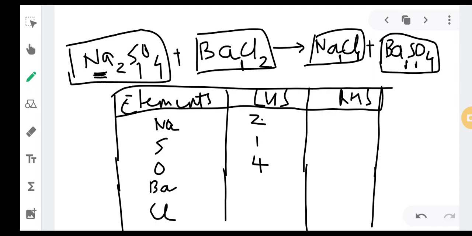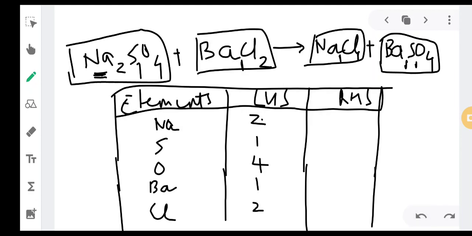For barium, how many barium atoms are there? There is only 1 barium atom. Nothing is written, it means there is 1 atom. Okay, how many chlorine atoms are there? There are 2 chlorine atoms on the left hand side. So now we will shift on to the right hand side.